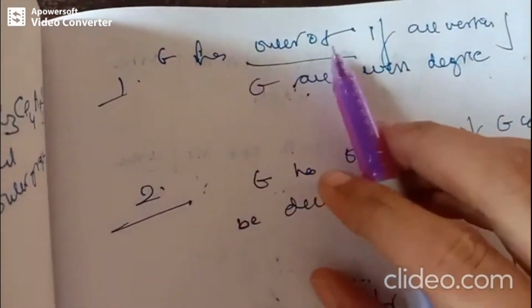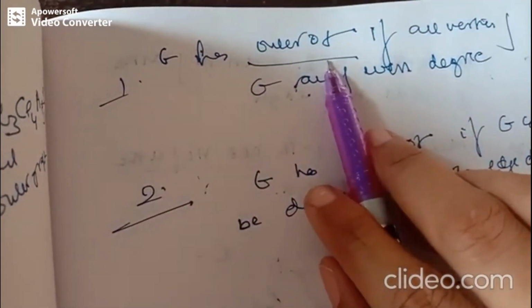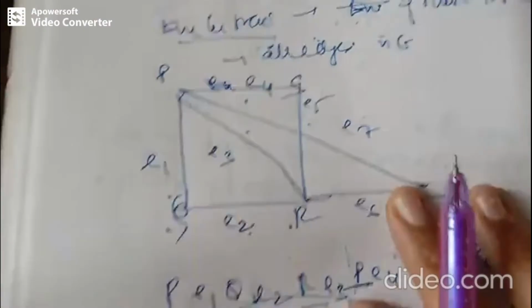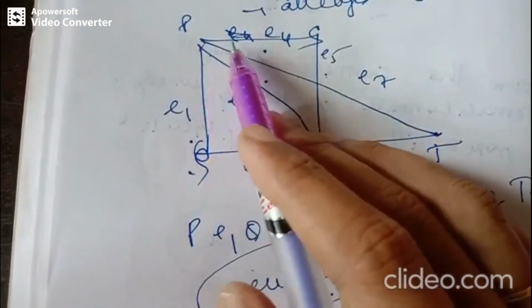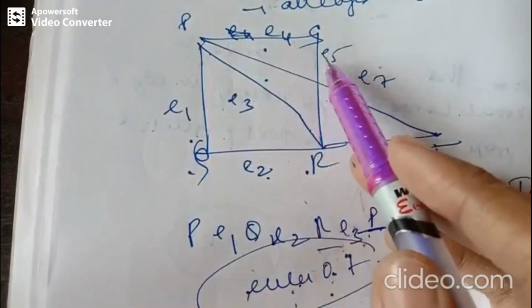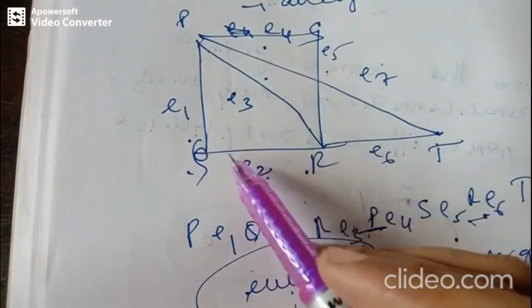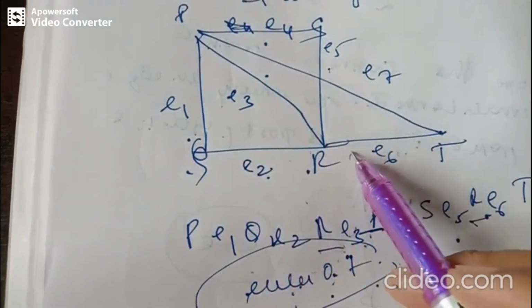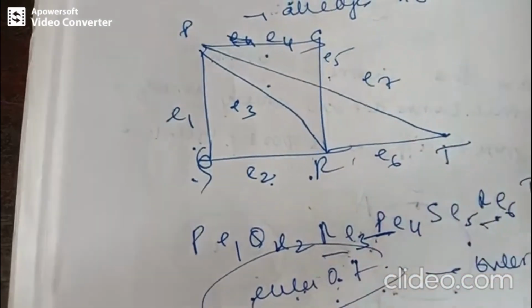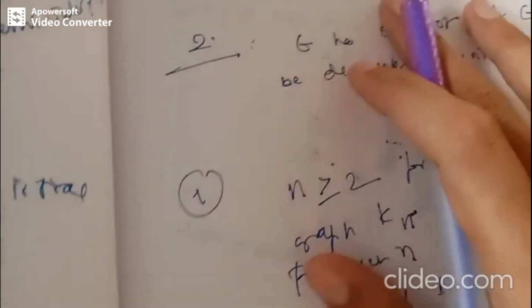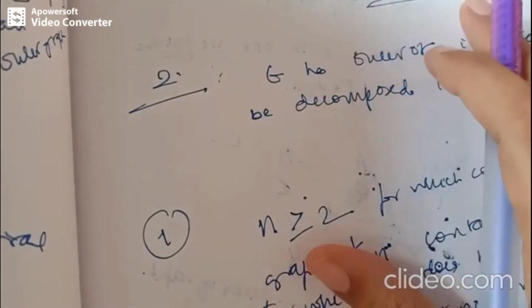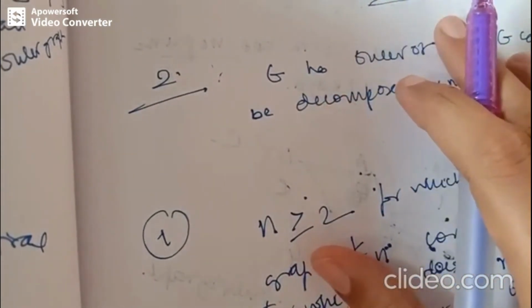So graph G has a Euler circuit if and only if all the vertices are of even degree. You can observe as per the example, vertex P is of even degree, that is 4. S is of even degree, it has degree 2. Q is of even degree 2. R is of even degree, it's 4. T is of even degree 2. So now this is a Euler circuit as we have seen. So graph G has a Euler circuit if and only if all the vertices are of even degree.